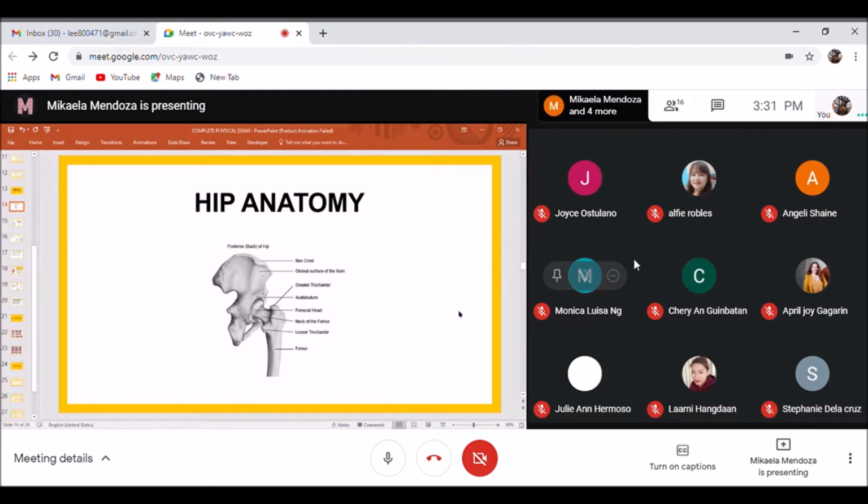Our patient has a lump on his hip. Back to our anatomy, our pelvic bone is connected to our femur. If you have a healthy hip, it can support your weight and allow you to move without pain. Next, Mika.